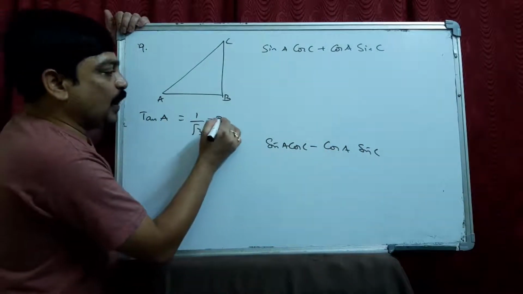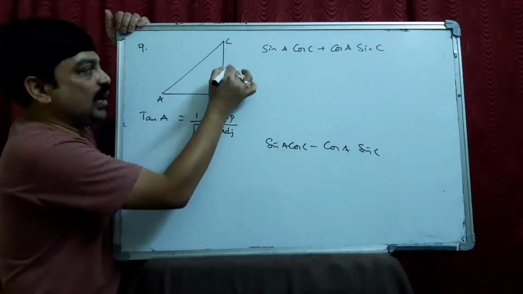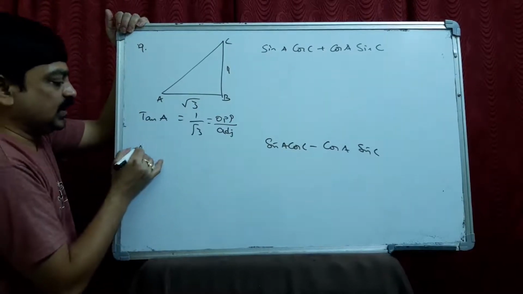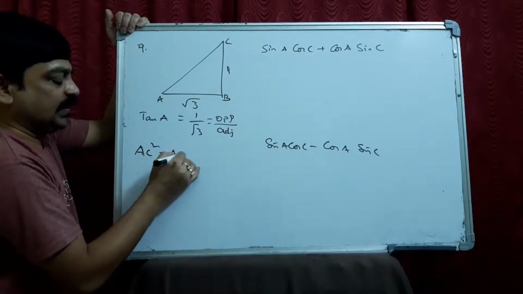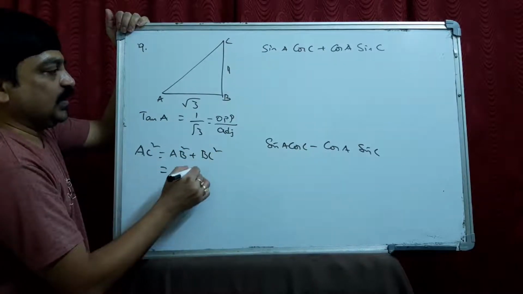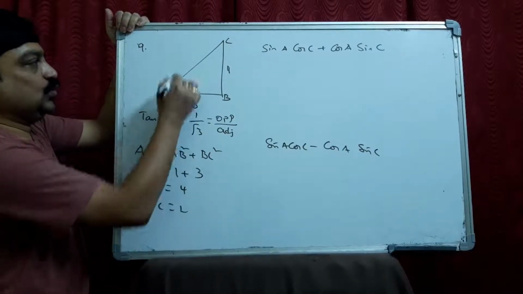Tan means opposite by adjacent. Opposite to A, so 1 by root 3. Okay. Let us find out AC using Pythagoras. AC square is AB square plus BC square. So 1 square plus root 3 whole square is 3. It is 4. So AC is 2.